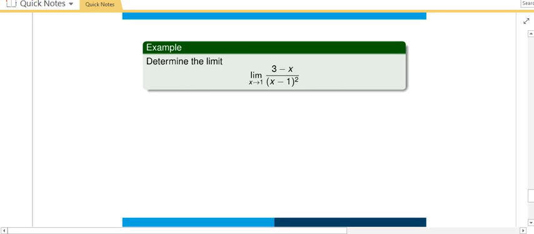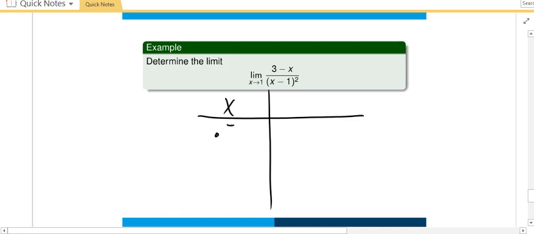For our next example, let's look at determining this limit as x approaches 1 of (3 minus x) over (x minus 1) quantity squared. Now, you might notice right away that if we just try to plug in 1 here, it's not even defined. So we're going to have to figure out what's actually happening here by looking at our values as we get close to 1. So we want to start by making a table here and figuring out what's happening. We want to look at what happens as we approach from both sides.